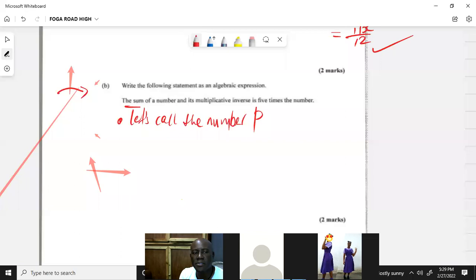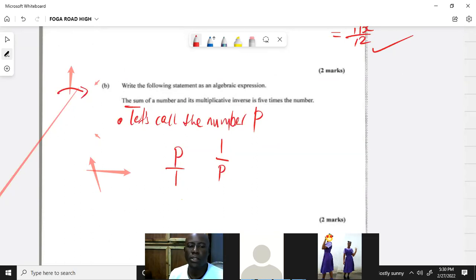So the question says, the sum of a number p and its multiplicative inverse. You know what the multiplicative inverse of p is? When you say inverse, you flip something. So p can be seen as p over 1. Imagine that you flip this, you get the inverse. So you'll get 1 over p. So the inverse of p is 1 over p.